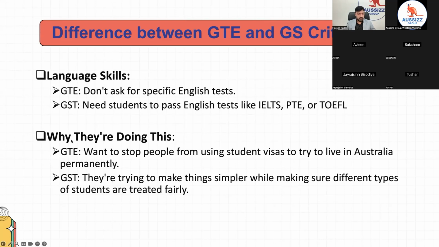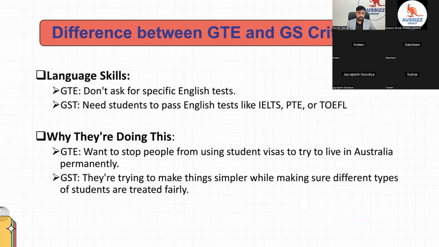Yeah, we missed one thing. Why are they doing this? So the purpose of moving from GT to GST is that they basically want to stop students who want to stay in Australia permanently. Also, in GST they are trying to focus on different kinds of students. Not all students have the same circumstances, so every student should be treated fairly and considered differently in this criteria. According to the circumstances, they can assess each and every student, treat them fairly and grant the student visa.